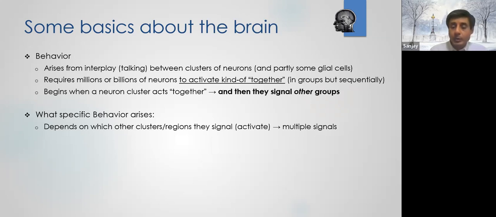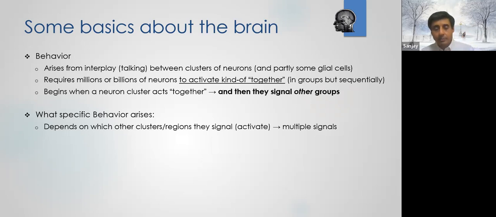Another important point at the end is about multiple signals. When a brain region signals other regions, it's not just one hub neuron that sends a single signal to another hub neuron in the other region. There may be thousands or even millions of signals sent, and those signals all mean very different things. They don't all mean the same thing. So the signaling is also very complicated.